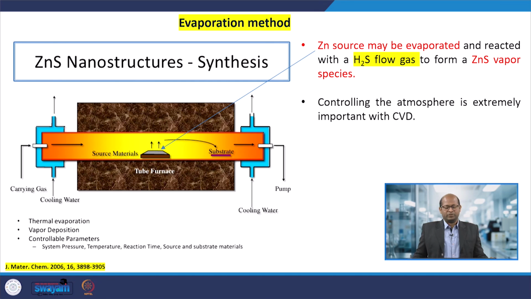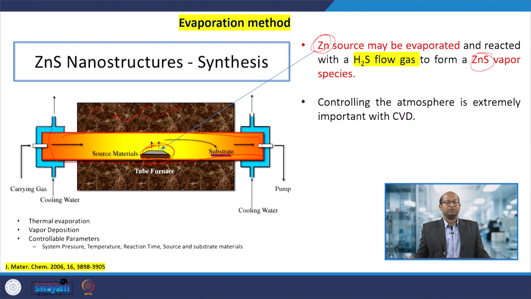Here one example is shown, of how we can prepare zinc sulphide nanostructured material. Here is the system. This is the furnace, and this is the tube, which may be a ceramic tube or maybe a quartz tube. Here is the source material. If your target is zinc sulphide formation, let us say zinc sulphide vapor that would be deposited, then initially you have to take zinc inside that furnace.